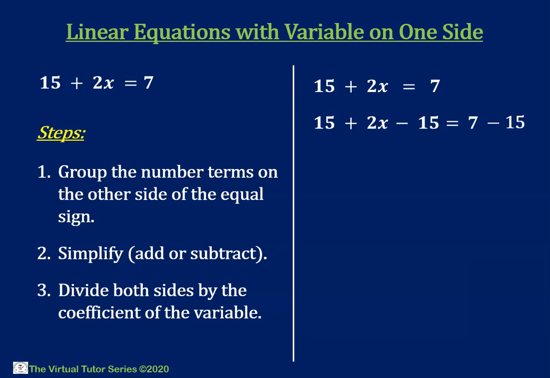The second step is to simplify by adding or subtracting the common terms. So on the left-hand side, we have negative 15 getting rid of 15, leaving 2x. And on the right-hand side, we have 7 minus 15 to be negative 8.